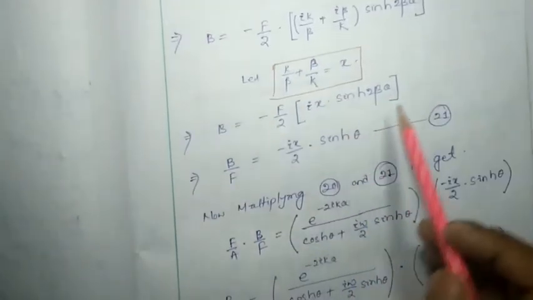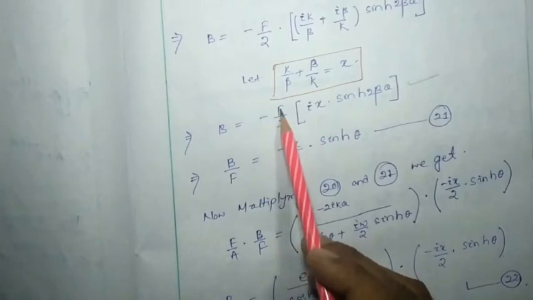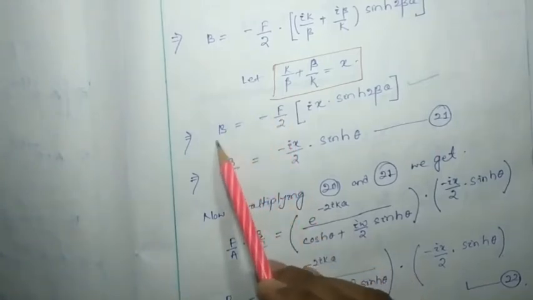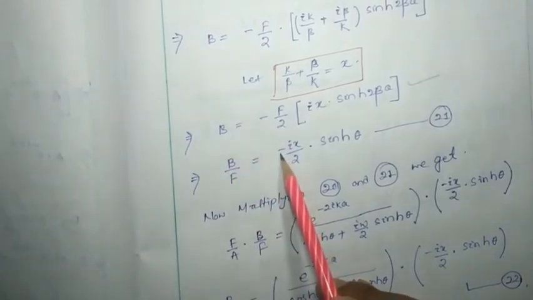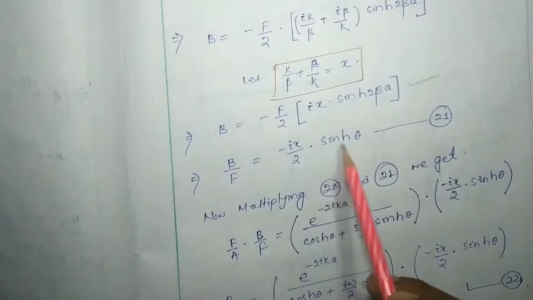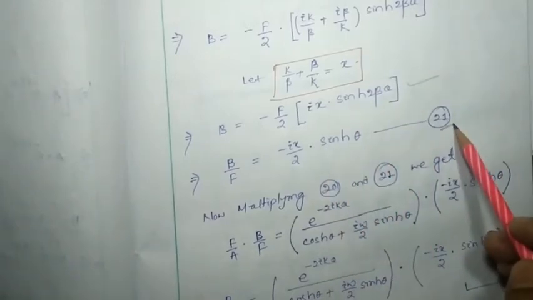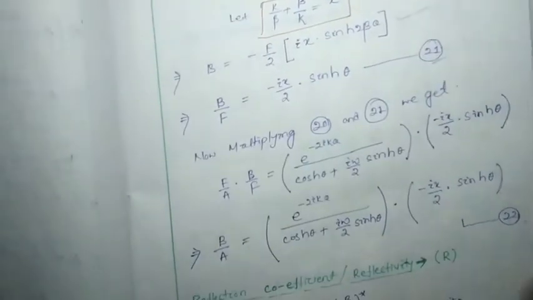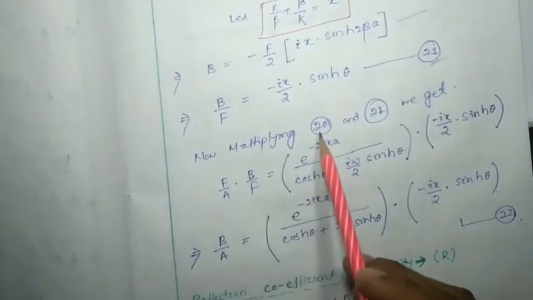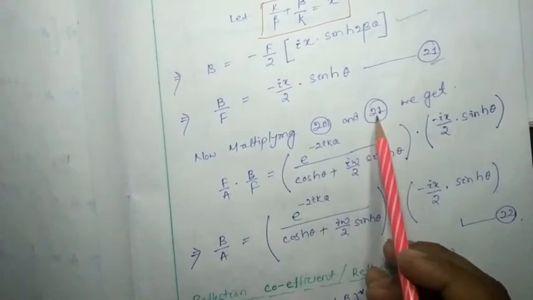So from this we can find that f can be moved to this side, it will go to the denominator, then b by f will be equal to minus ix by 2 into sin h theta. Let it be equation number 21. Now what we are going to do is multiply equation number 20 and 21.